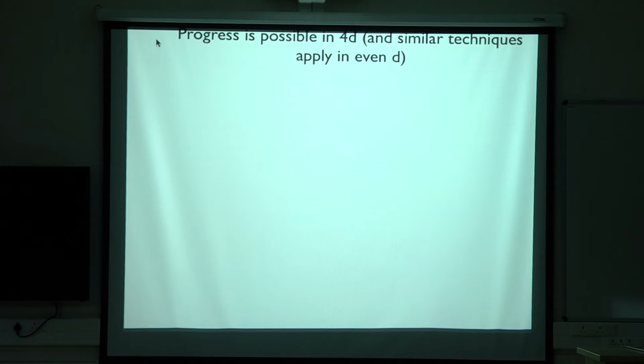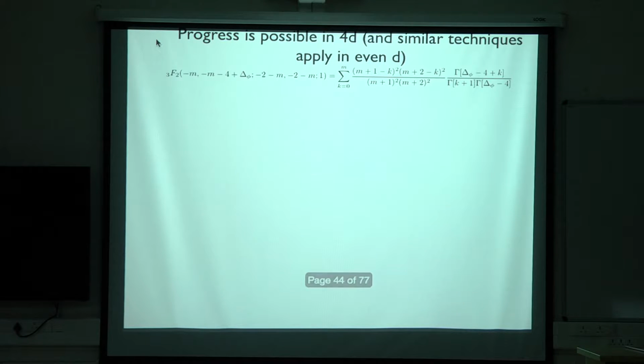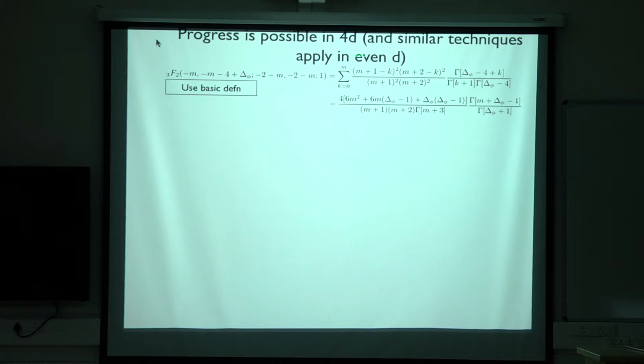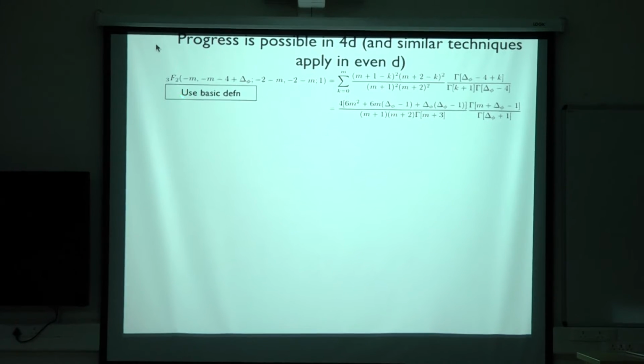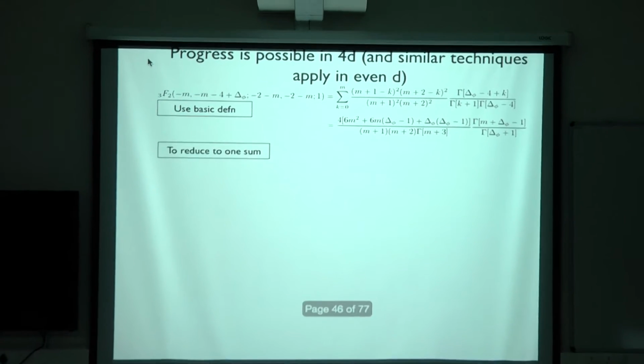But progress is possible. You can do this sum explicitly if you rely on pen and paper. And it's possible to make progress in even dimensions. I will tell you how to do these sums in 4 dimensions. So first of all, this 3F2 can be written in a compact form. And this is just using the basic definition of hypergeometric functions.